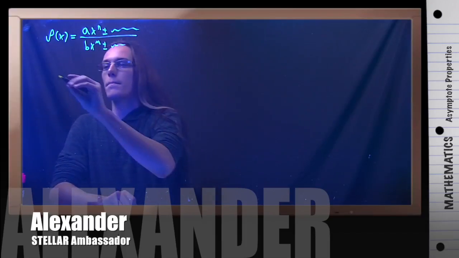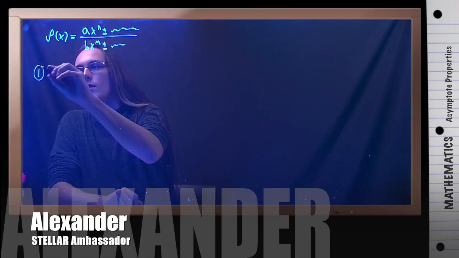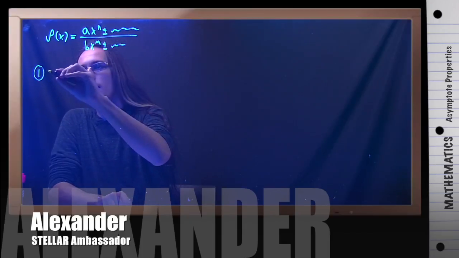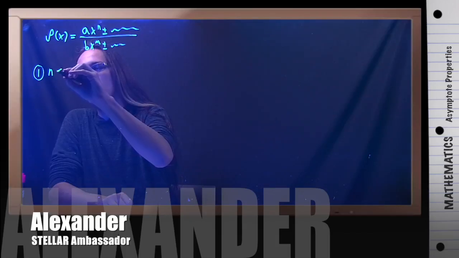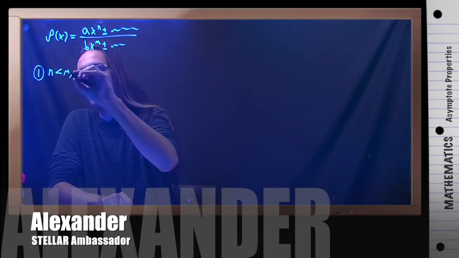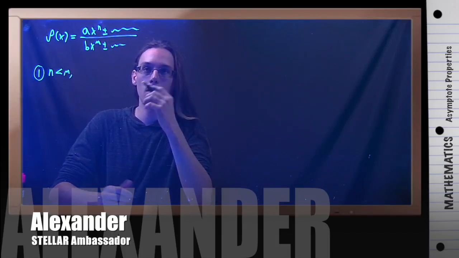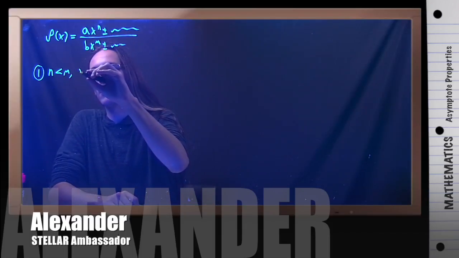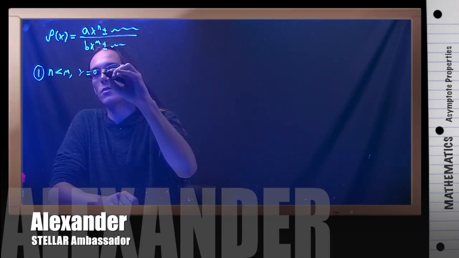So property 1. What if the exponent n on top in the numerator is less than the exponent m in the denominator? Well, this one's pretty straightforward. Then your horizontal asymptote is y equals 0.